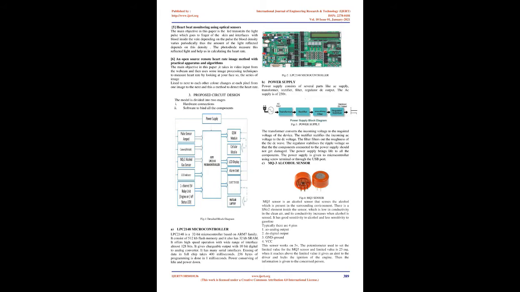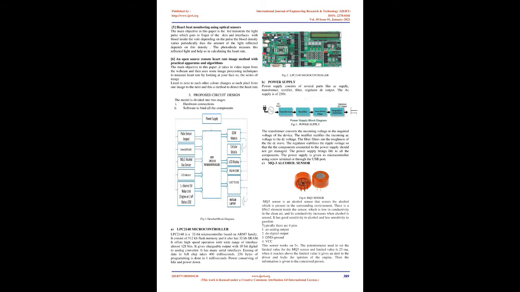5. Heartbeat monitoring using optical sensors. The main objective in this paper is that the LED transmits a light pulse which goes to the finger skin and interfaces with blood inside the vein. Depending on the pulse, the blood density varies periodically, thus the amount of light reflected depends on this density. The photodiode measures this reflected light and helps us in calculating the heart rate.